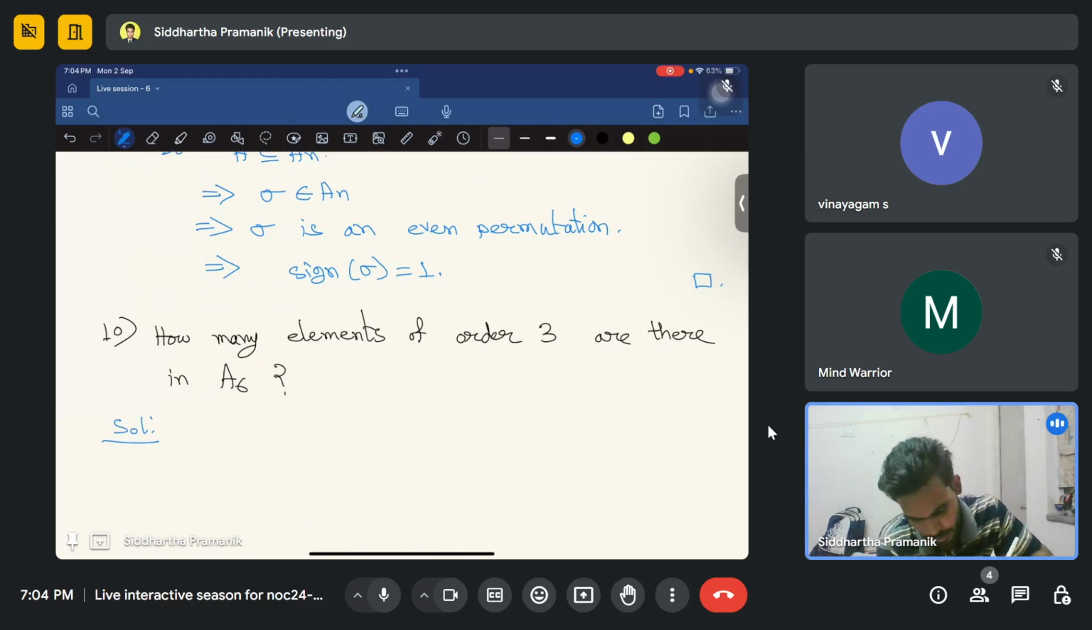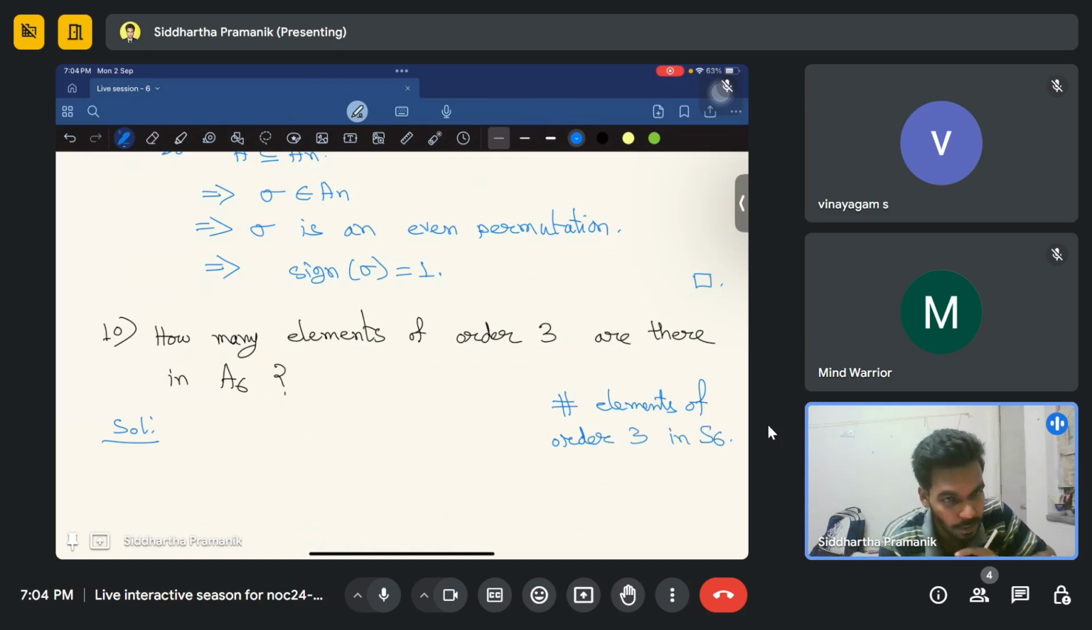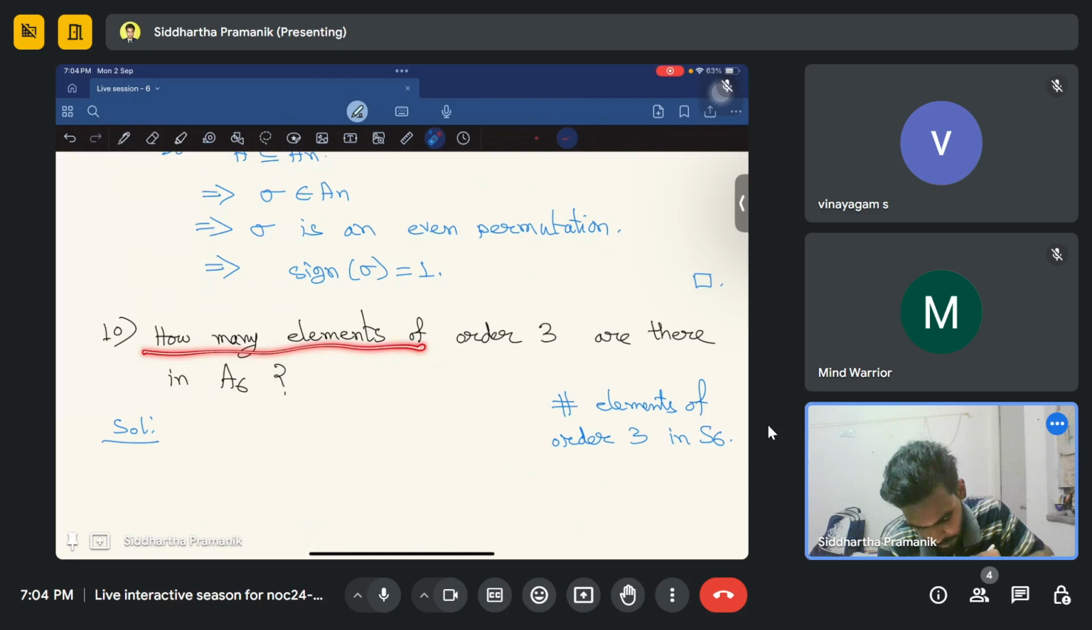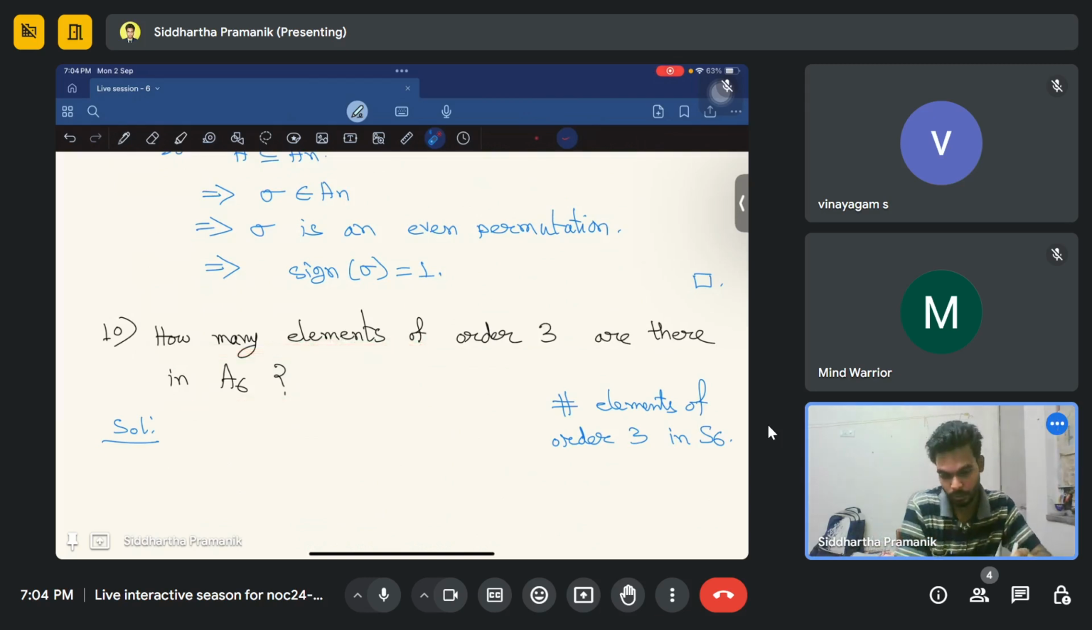So in the previous class we have done the number of elements of order 3 in S6. In the previous session we have done all problems of this type in Sn. Now we are doing it in An. So just try this. If you have any answer, you can tell me.